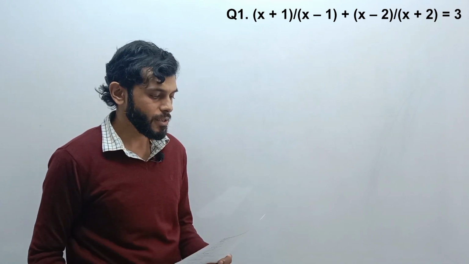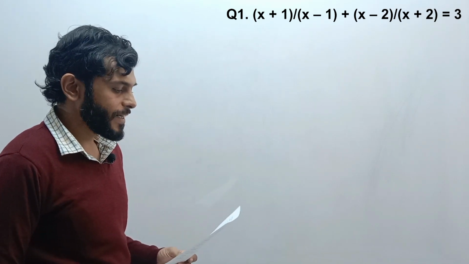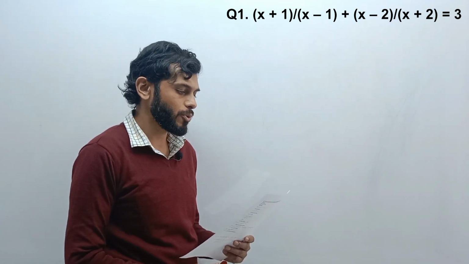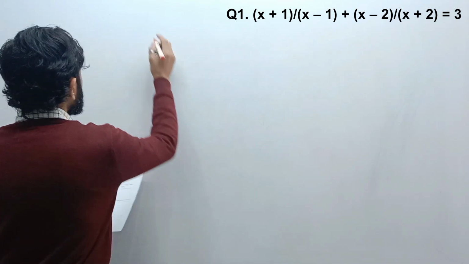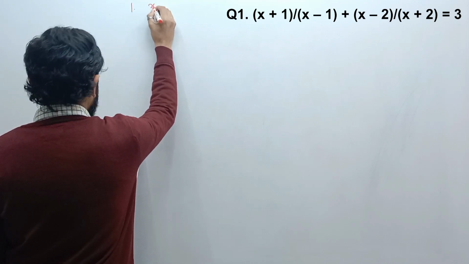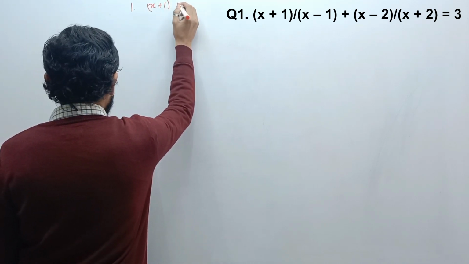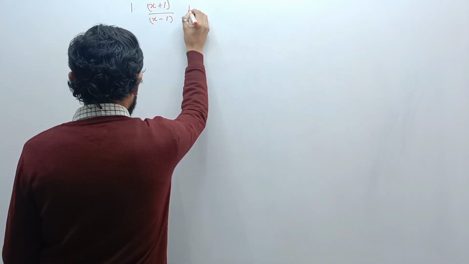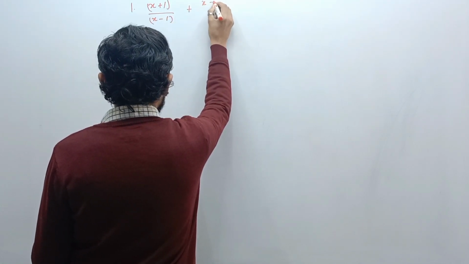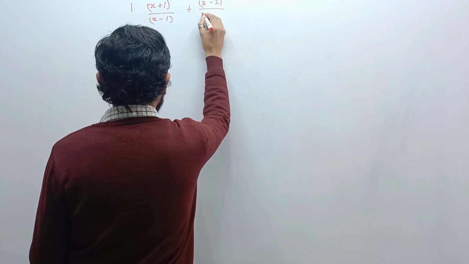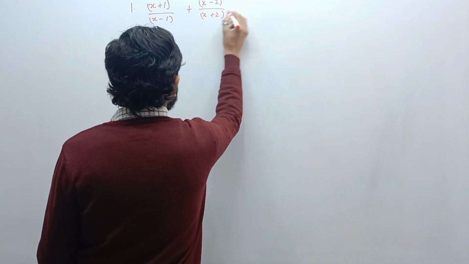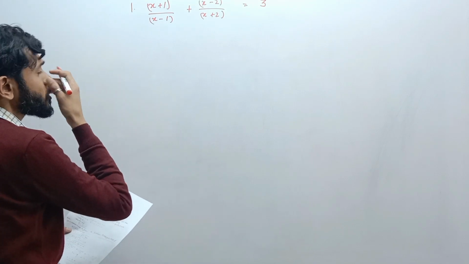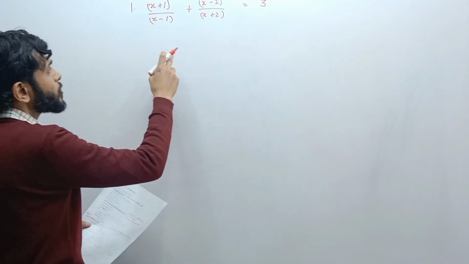The first question is (x plus 1) divided by (x minus 1) plus (x minus 2) divided by (x plus 2) is equal to 3. Now to solve this, first we have to make it into a quadratic equation.